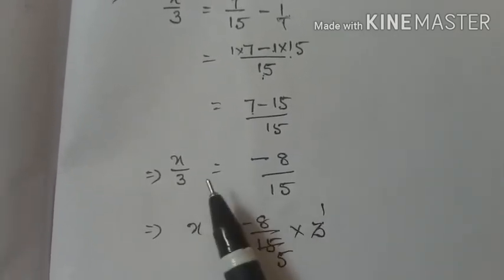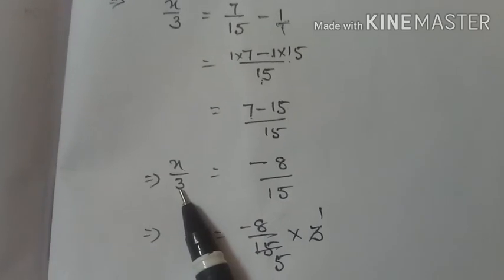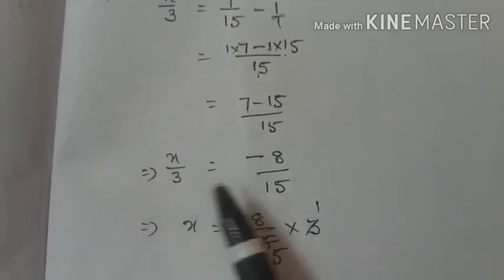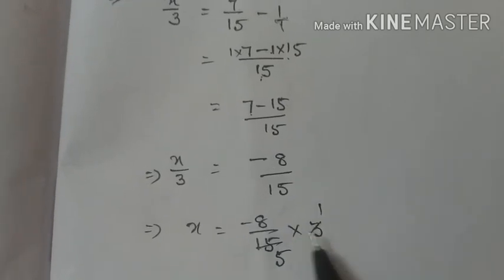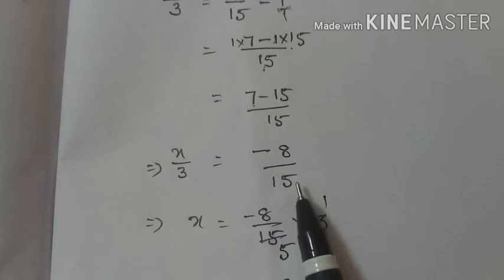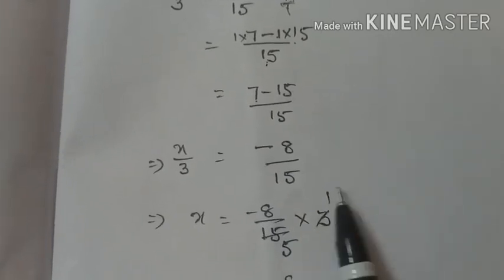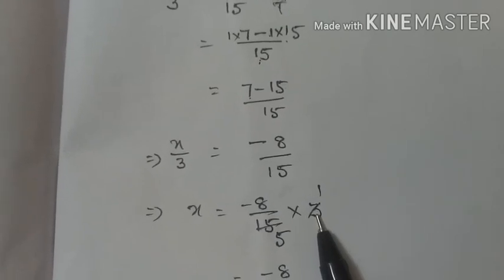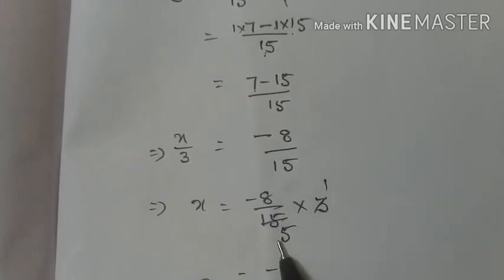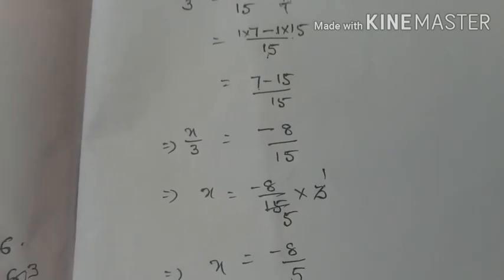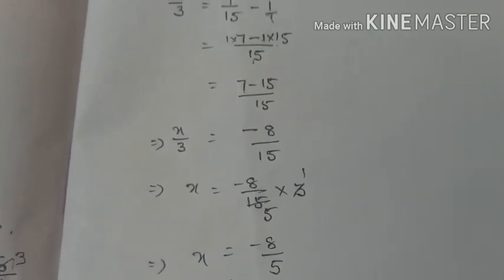So x is equal to, here dividing. So if you transpose 3 from LHS to RHS, it becomes multiplication. So minus 8 by 15 into 3. 3 ones, 3 fives are 15. 3 means it is in the numerator. Okay, so 3 ones, 3 fives are. That is equal to minus 8 by 5. Minus 8 by 5 is our answer.